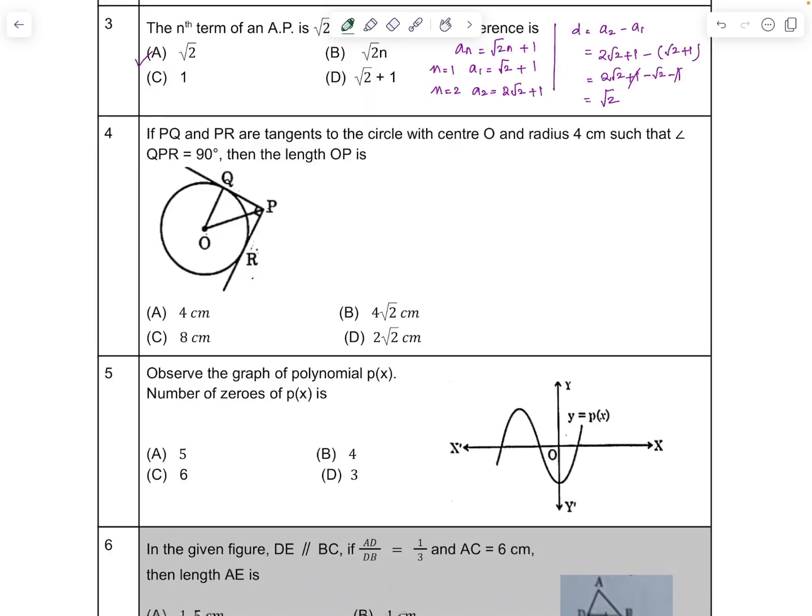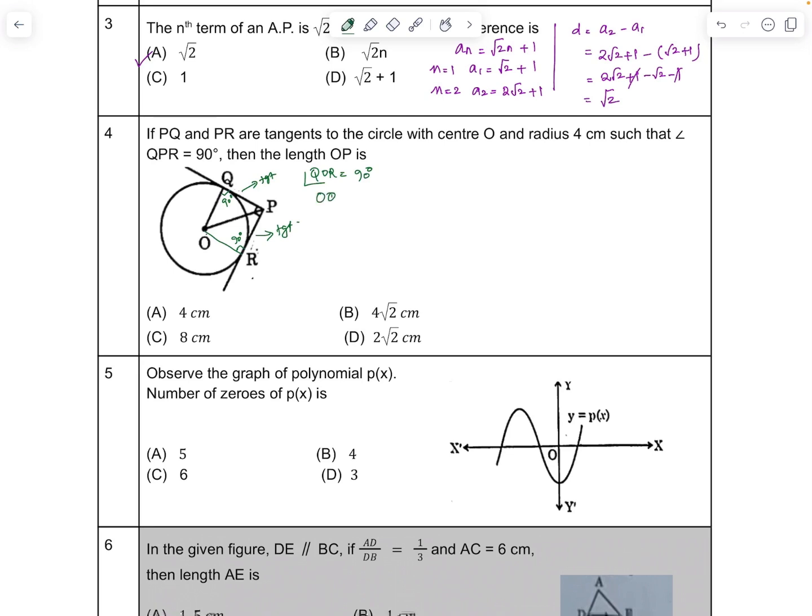Question number 4. If PQ and PR are tangents to the circle with center O and radius 4 cm such that angle QPR is equal to 90 degrees, then the length OP is. PQ is a tangent and PR is also a tangent. Angle OQP is 90 degree and angle ORP is also 90 degree. The reason being, radius and tangent forms 90 degree at their point of contact. Angle QOR, this is also now 90 degree.